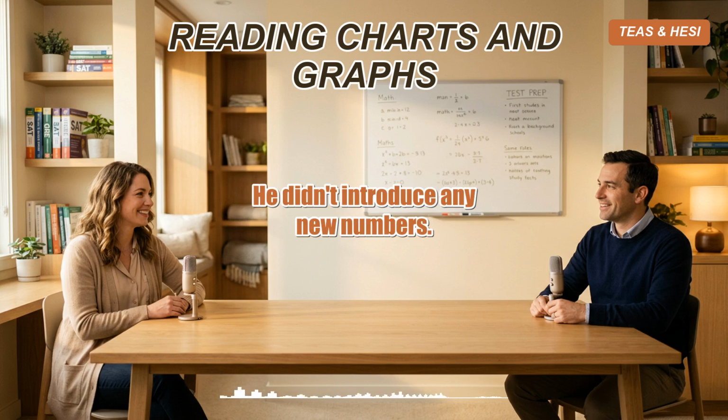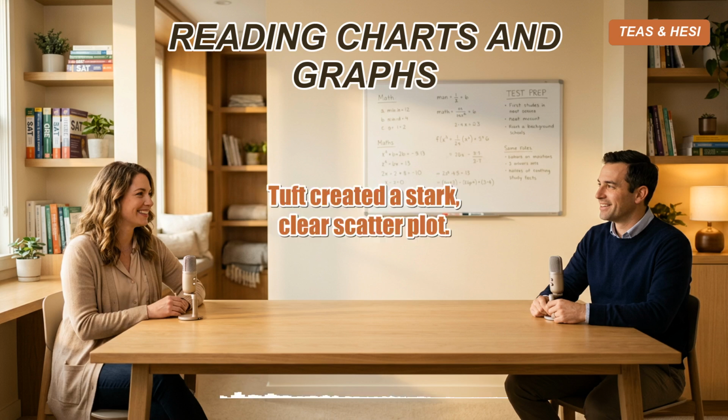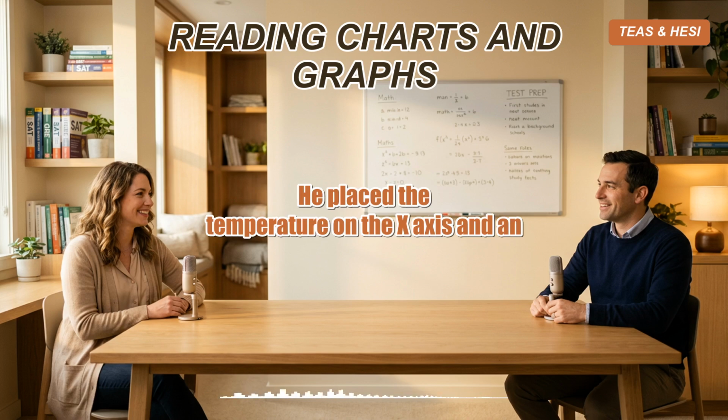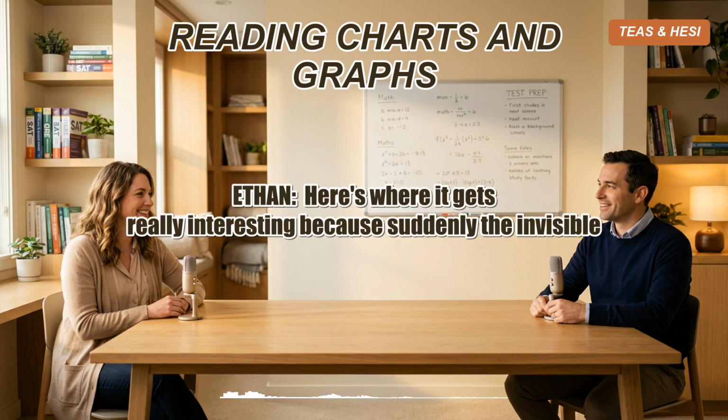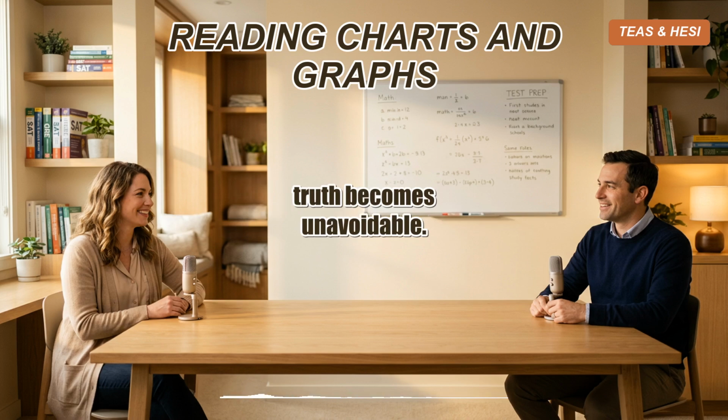Right. He didn't introduce any new numbers. He simply changed the visual mechanism. Tufte created a stark, clear scatter plot. He placed the temperature on the x-axis and an index of O-ring damage on the y-axis. Here's where it gets really interesting, because suddenly the invisible truth becomes unavoidable.